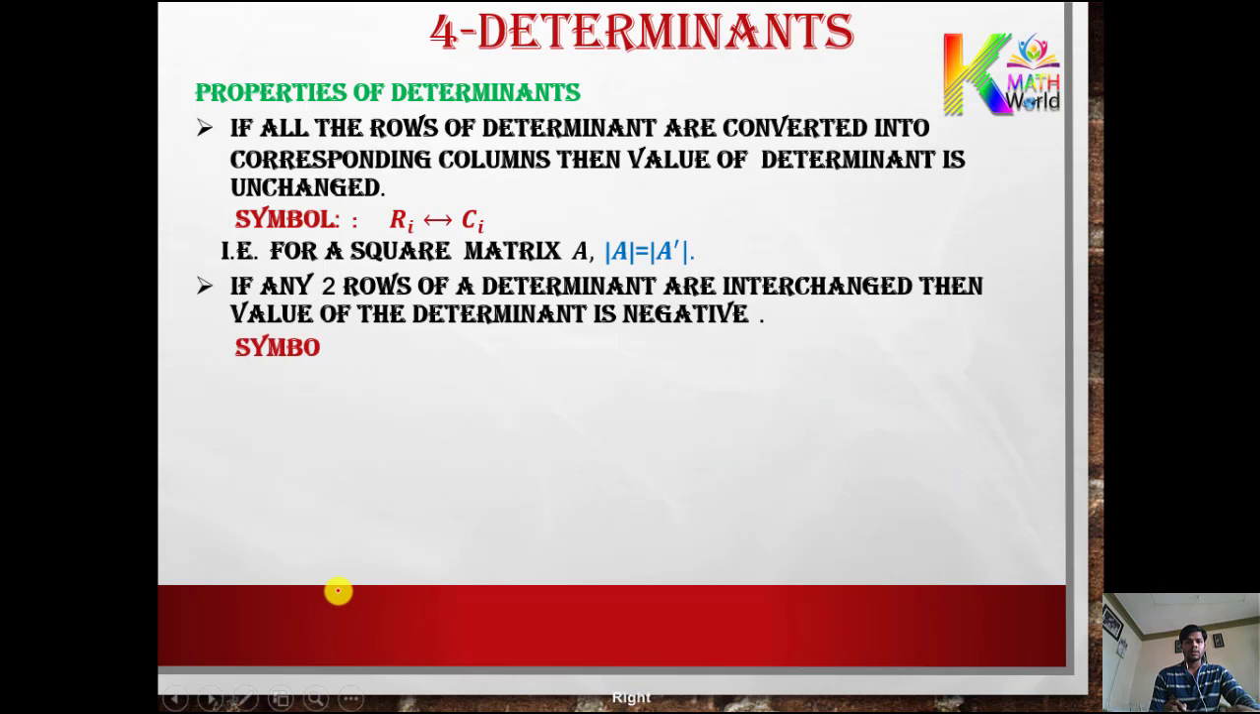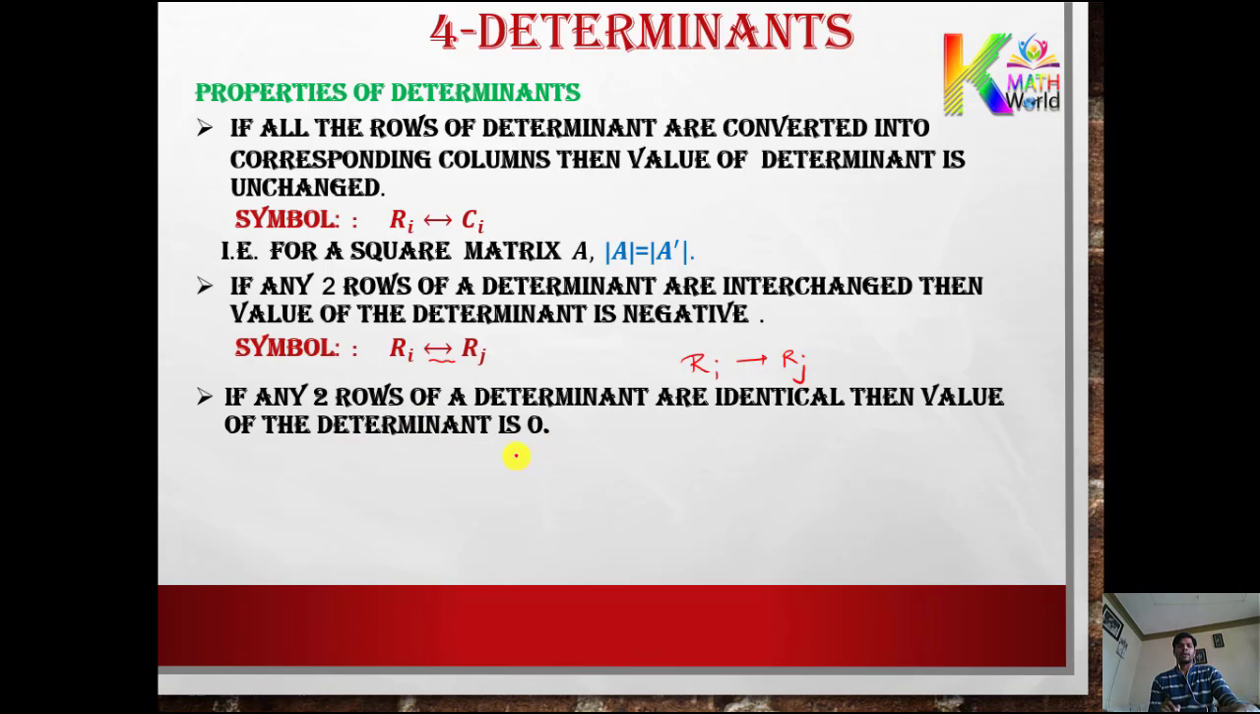Now symbolically it can be expressed as: here i may be any value, j may be any value. It depends on you which rows you want to interchange. Symbolically it can be expressed as Ri to Rj. You can express it this way also: Ri to Rj, interchange these two. Okay, same thing.